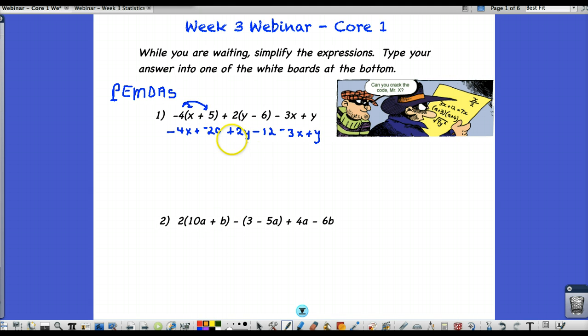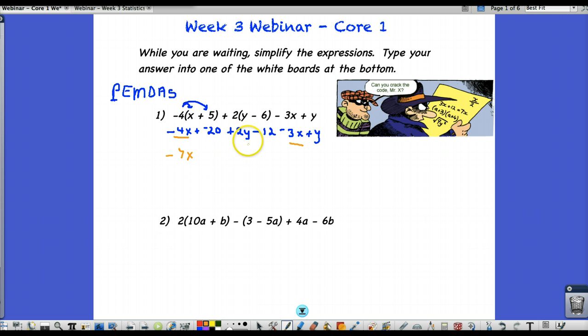All right, you guys. So anyway, combining like terms. So we've got this x term, and we've got another x term here. So we combine those first. So we have a -4x minus 3x. That gives us -7x. Okay.